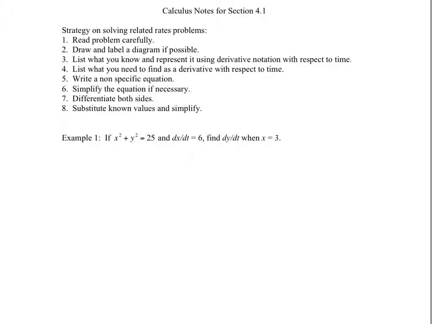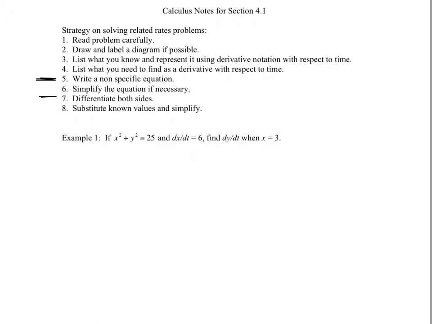All right, so with related rate problems, you're probably looking at this going, oh my goodness, 8 steps. Really, the big ideas here are that we need to write a non-specific equation. We need to simplify that equation, and then we differentiate both sides. But when we differentiate both sides, we are not differentiating with respect to x or y this time. So this is like implicit differentiation, but we are differentiating with respect to t.